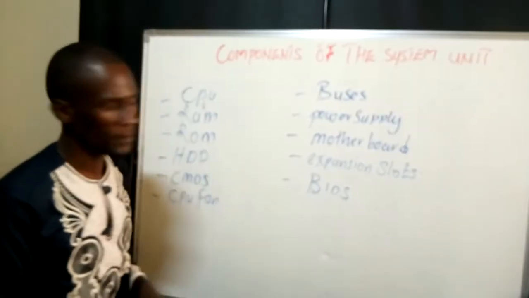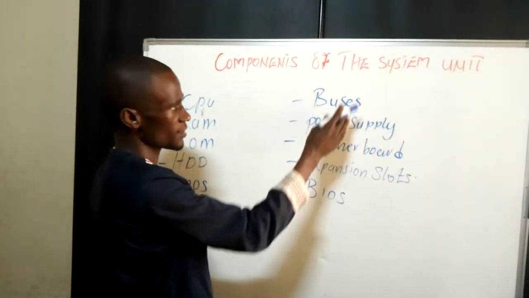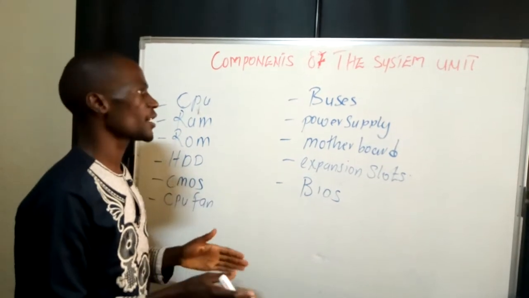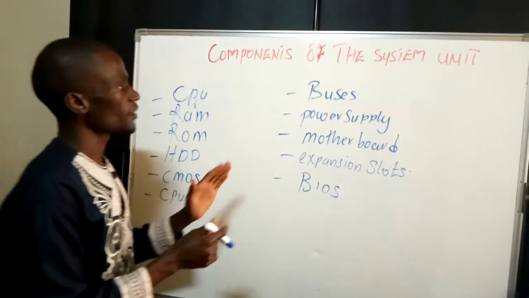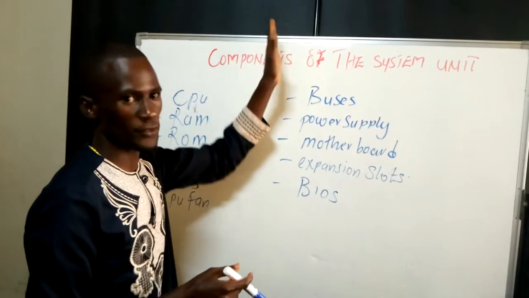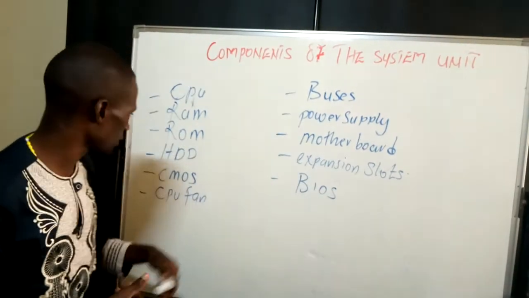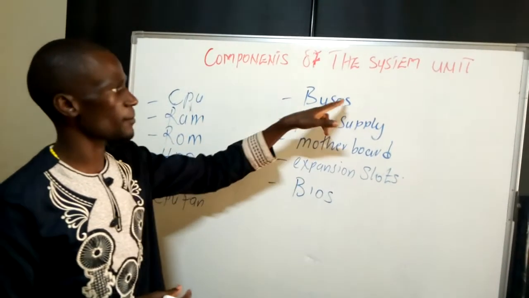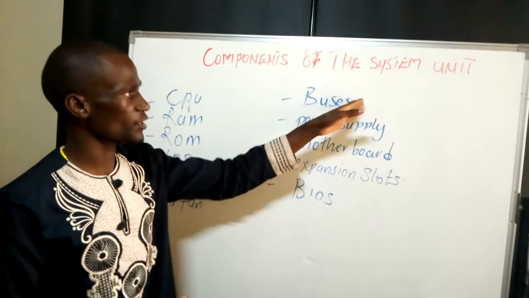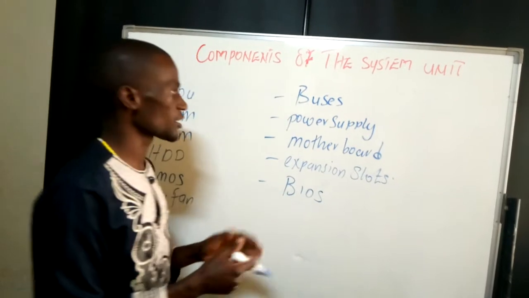Next, we can talk about the buses. The buses are the pathways through which data moves to and from the storage media to the processor. Like the storage media, such as the hard disk I talked about. So this is the pathway through which data moves from the hard disk to the CPU, to the motherboard, and to the different components of the system unit.